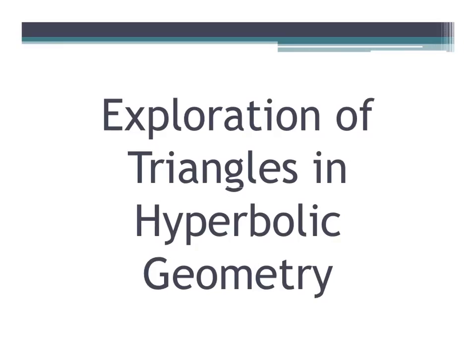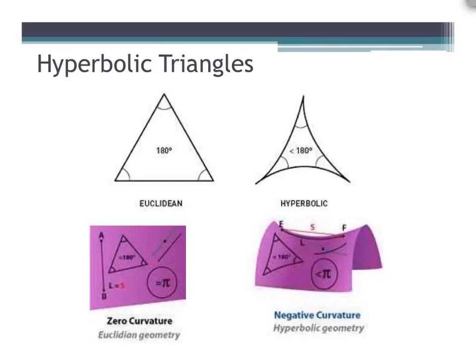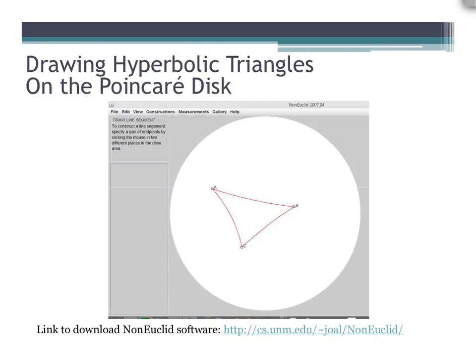Now let's explore triangles in hyperbolic geometry. Hyperbolic triangles consist of three non-collinear points connected by three line segments, much like triangles in the Euclidean plane. However, the sum of the angles of a hyperbolic triangle is always less than 180 degrees. This difference in angle measures is due to the curvature of the plane. Using non-Euclid software, we can create various hyperbolic triangles in order to investigate the sum of the angles of a hyperbolic triangle.